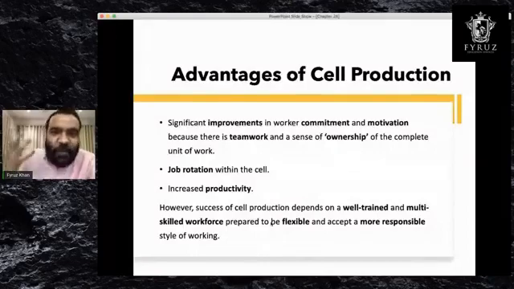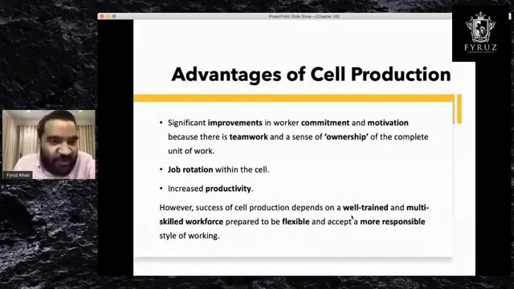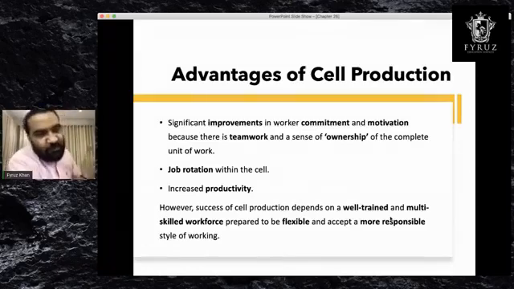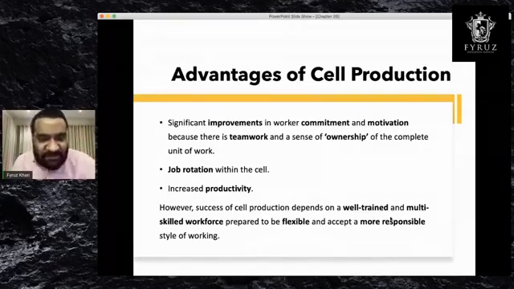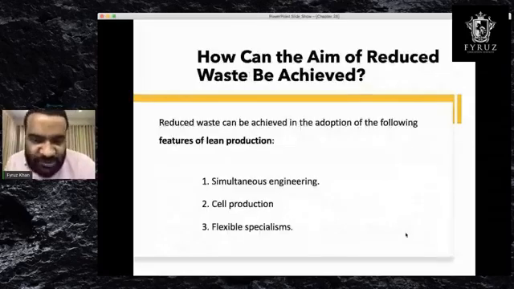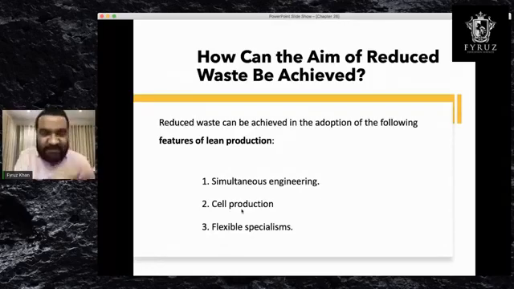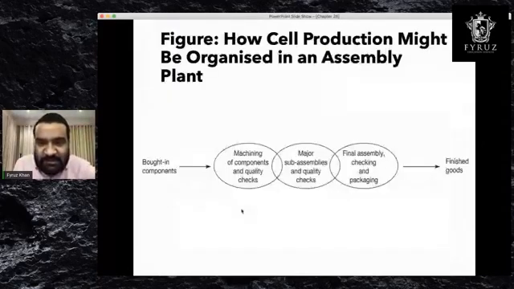However, for cell production, you need well-trained staff. You need multi-skilled staff, meaning people who can work on a variety of things. You need flexible machines and a flexible workforce. We've talked about simultaneous engineering, which means doing things at the same time. Cell production means you'll have small teams specializing in a certain thing, and they're connected with each other. They will have a team leader or a supervisor. The next up is we'll talk about that.